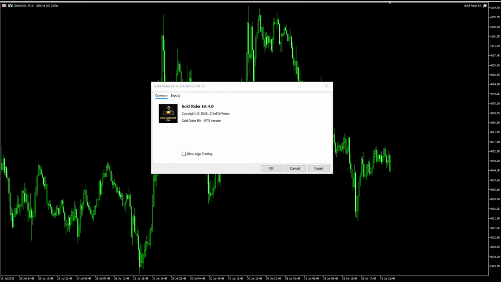Back in 2025, we launched the GoldRider EA MT4 version. Since then, we've done multiple upgrades based on real market feedback. And today, we're releasing what is, without a doubt, the most refined version yet. Version 4.0, now available on MetaTrader 5. This has been one of the most requested things from the community, and it's finally here.